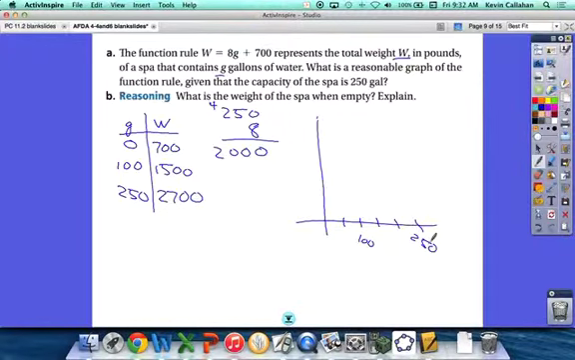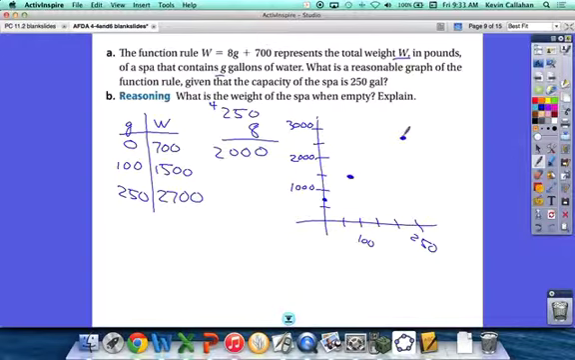And then we should have our y-axis, or W-axis, that goes up. It's got to go up to 2,700. Just to make things nice and even, I'm going to make it 3,000. So 1, 2, 3. There's 3,000. And I'll make tick marks in between for the 500s. There's 1,000. There's 2,000. Plot the points. 0, 700 is here. 100, 1,500 would be here. And 250, 2,700, maybe about there. I'm just estimating.